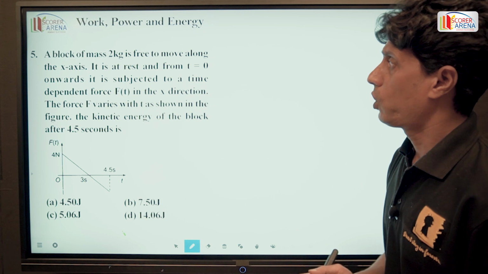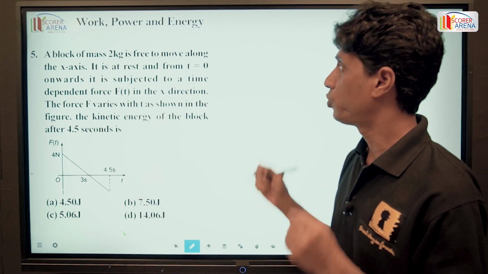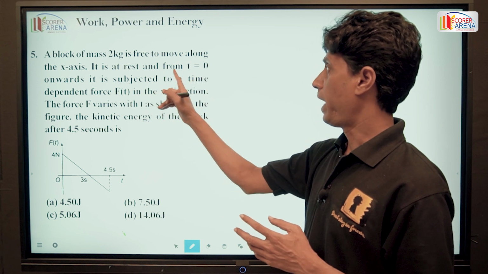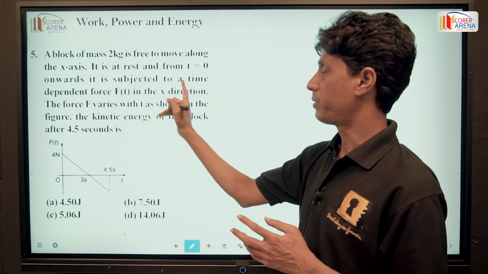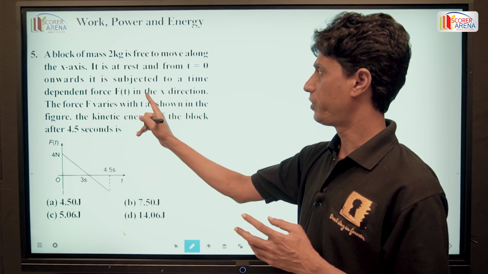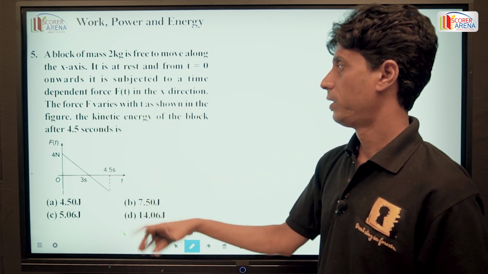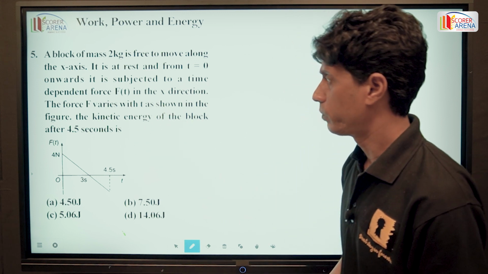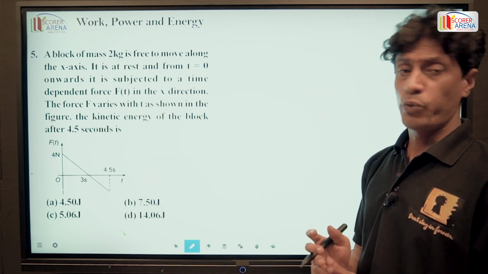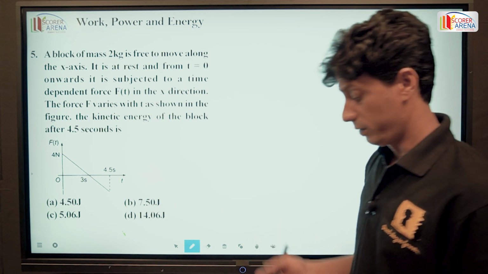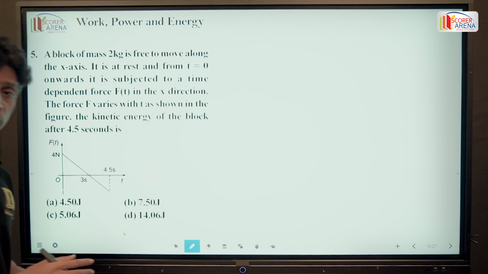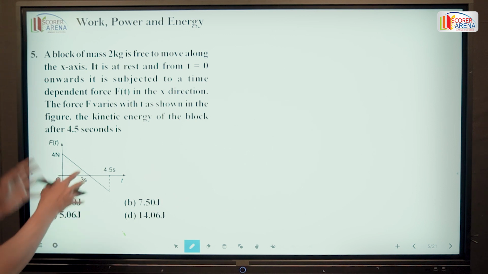Next problem: a block of mass 2 kg is free to move along the x-axis. It is at rest, and from t equals 0 onwards it is subjected to a time dependent force F(t) in the x direction. The force F varies with t as shown in the figure. The kinetic energy of the block after 4.5 seconds is asked. The question is where the force is time dependent and the graphical variation of force and time is given linearly.